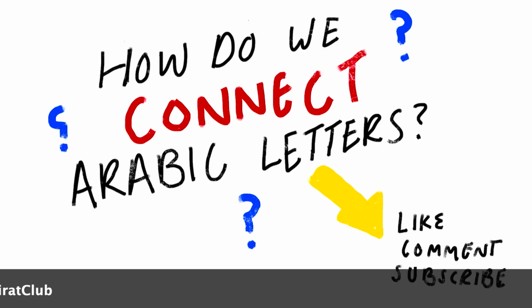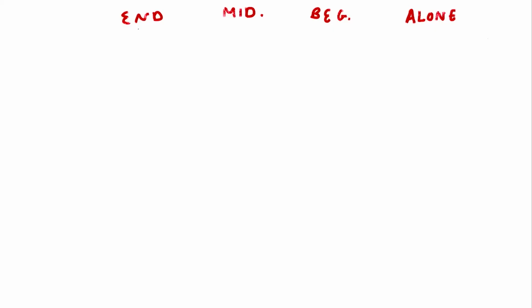So let's begin. Alhamdulillahi Rabbil Alameen wa salatu wa salam ala Rasulillah, amma ba'd. This is the last video in which we learn how to connect the Arabic letters. So far we've covered from alif to kaf.